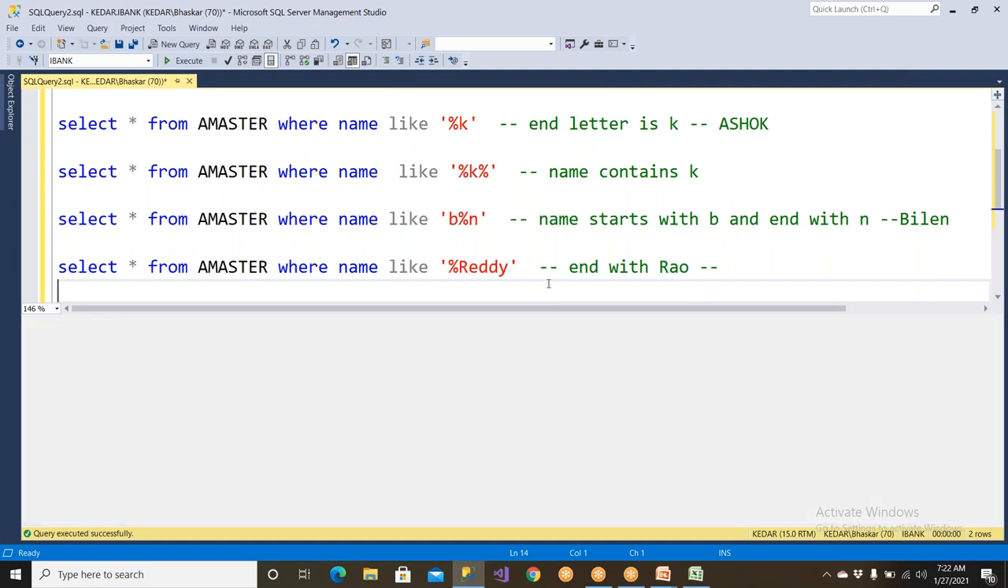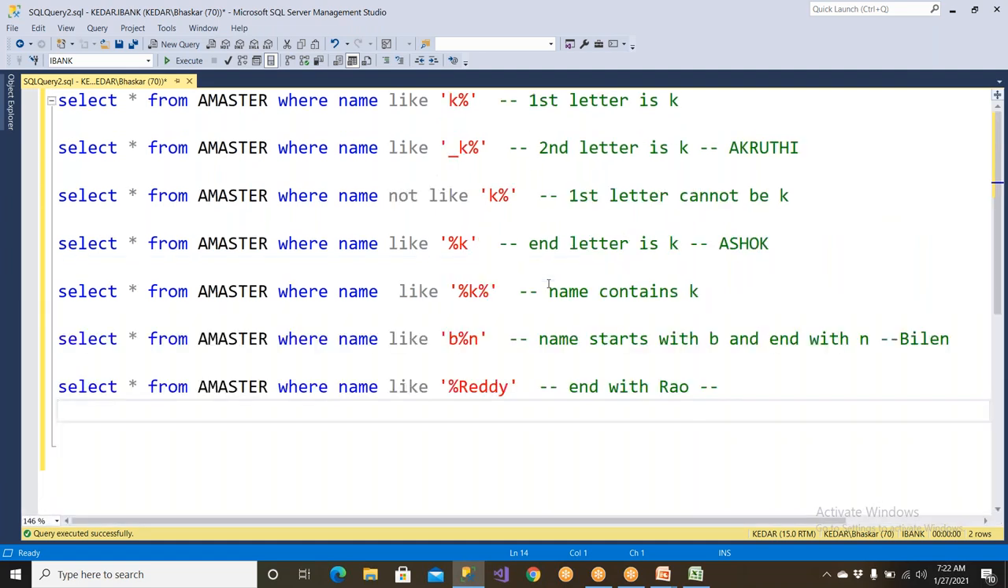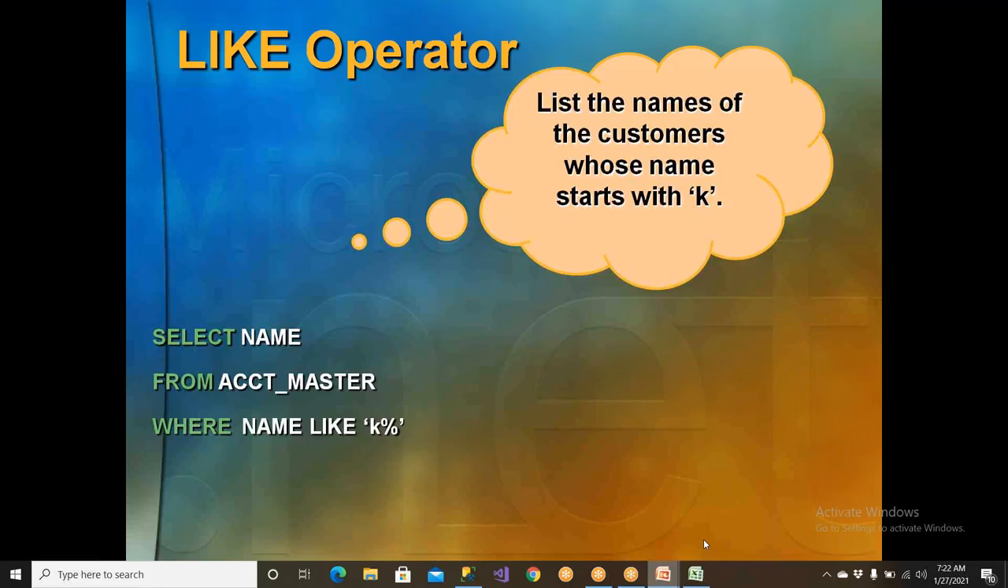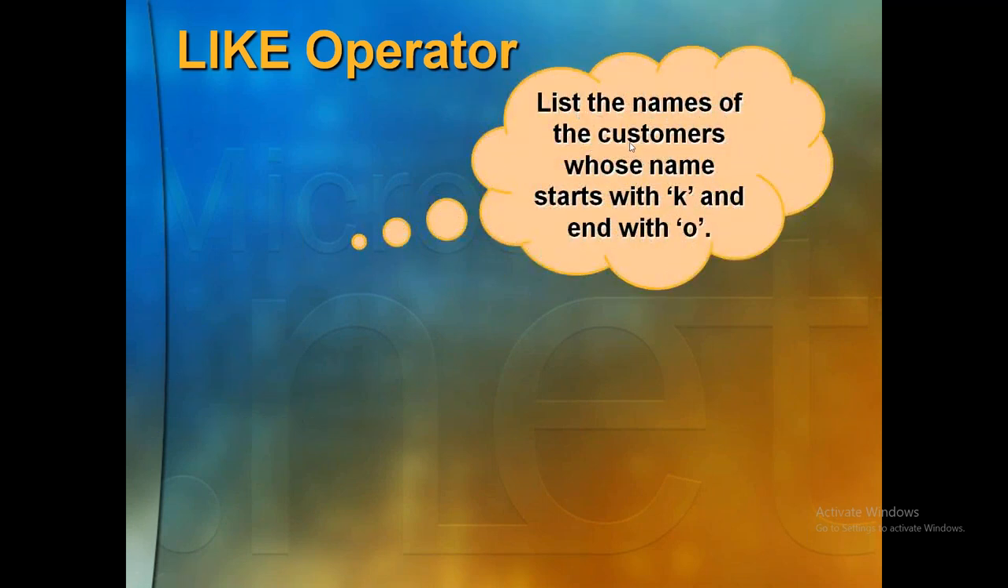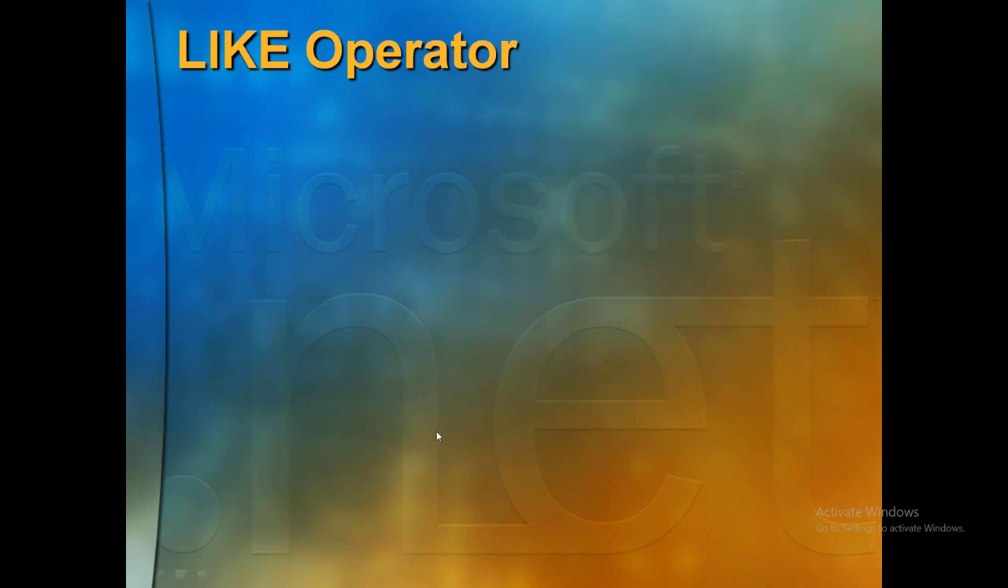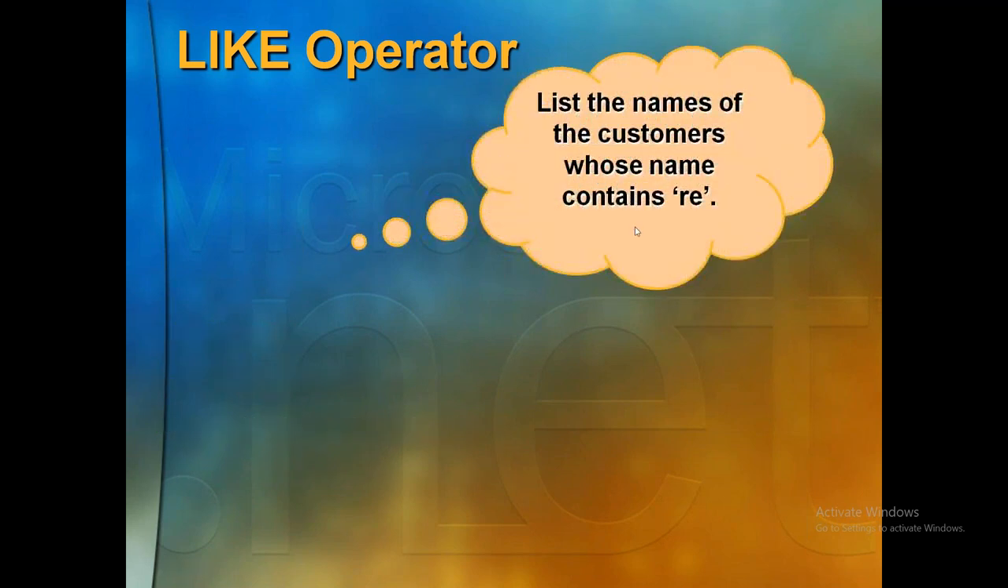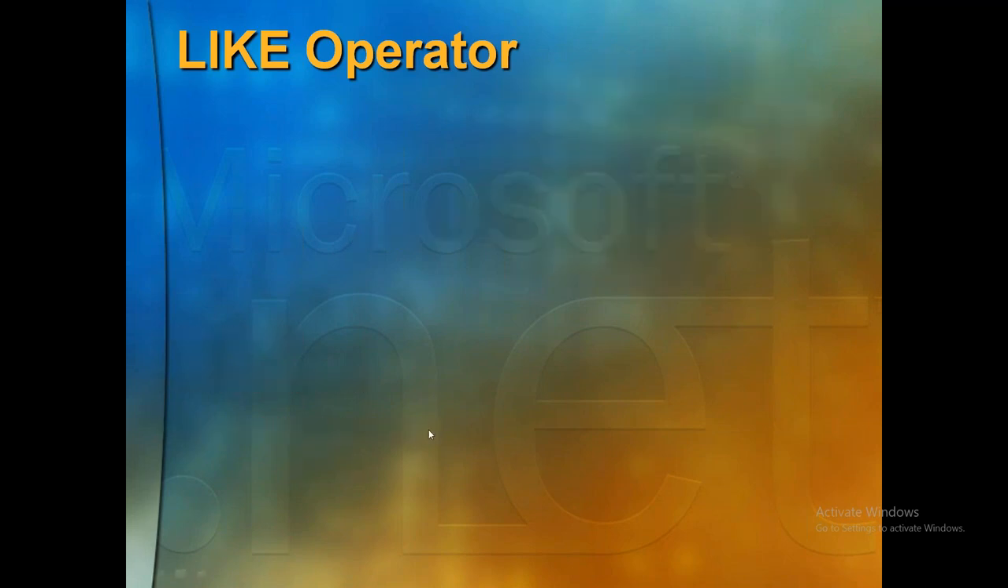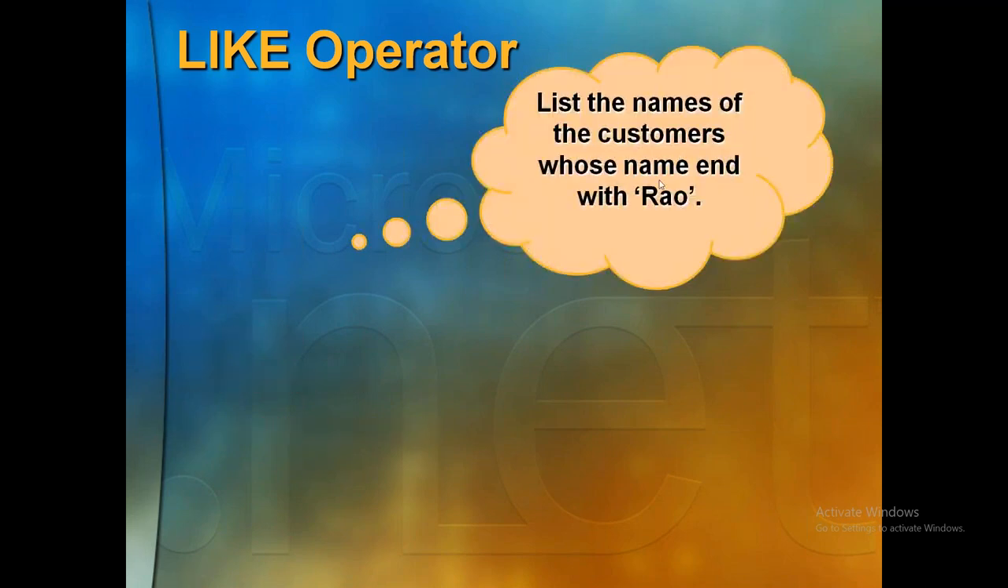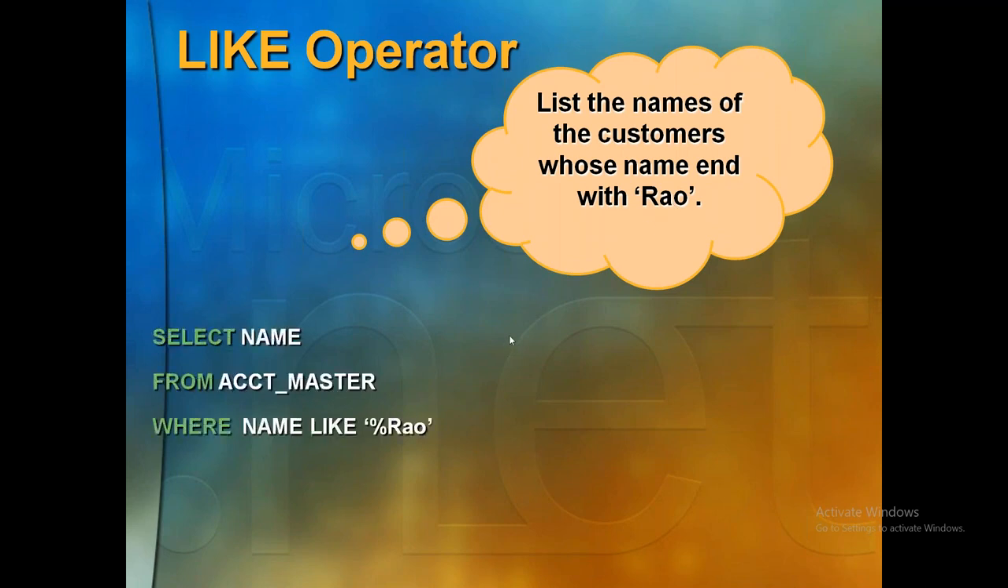Clear? So this is the wildcard operator, which is very much useful if you wanted to achieve this kind of requirement. You can use the wildcard operator called the LIKE operator, or you must use the NOT LIKE operator, which is very, very simple, and you should be able to use it. List the names of the customers whose name starts with K and ends with O. Now list the names of the customers whose name contains RE. Now list the names of the customers whose name ends with Rao. Something like this. Clear?